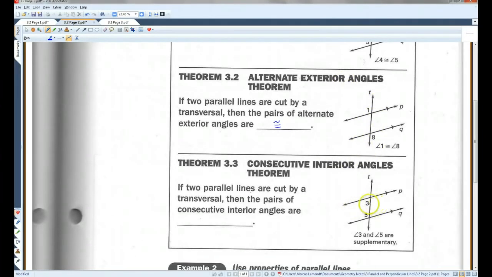Consecutive interior angles, now these angles, you can kind of tell, these are not going to be congruent. These angles are going to be supplementary if the lines are parallel. Remember, supplementary means that they add up to 180.